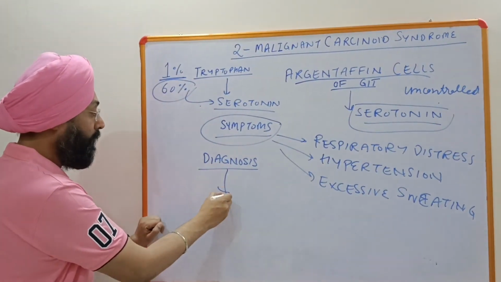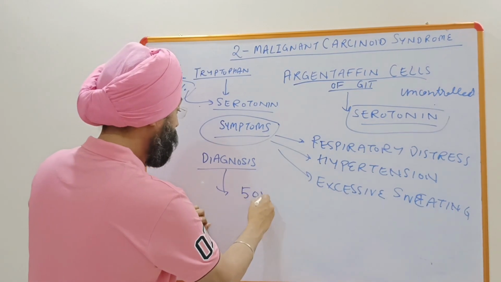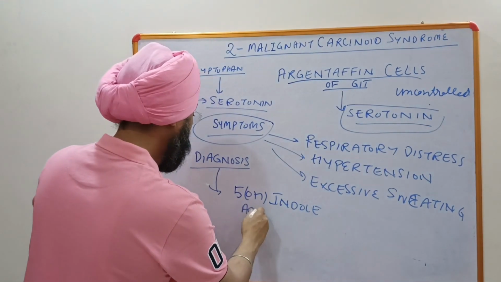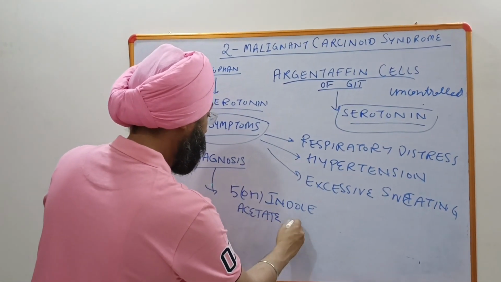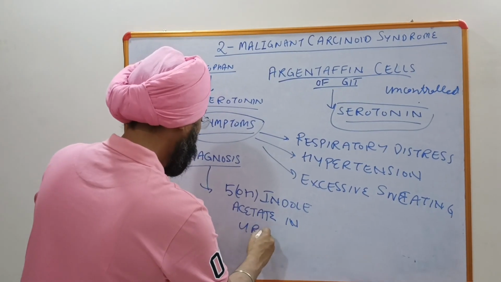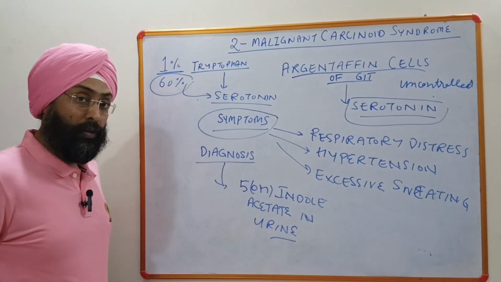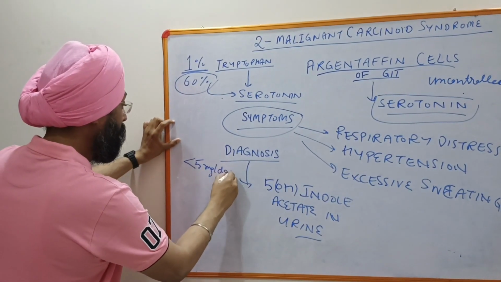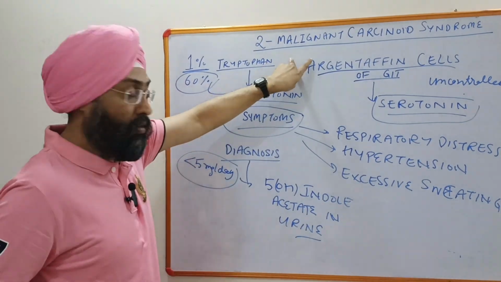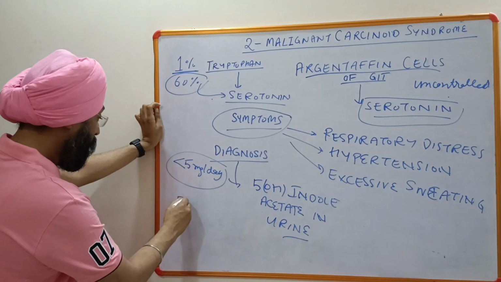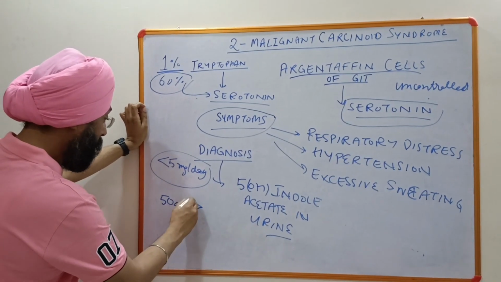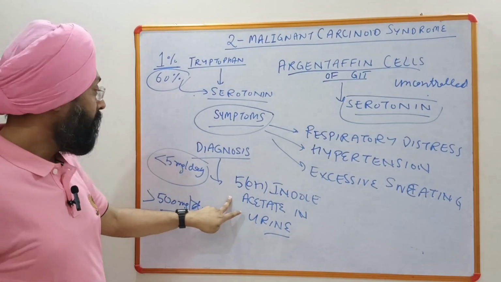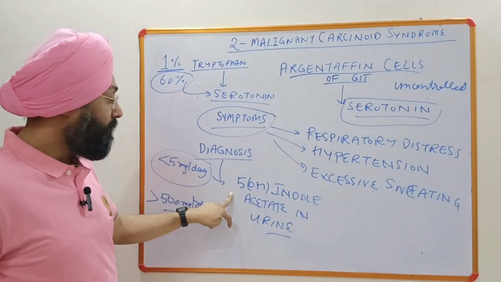And now coming on to diagnosis, we will estimate 5-hydroxyindole acetate in urine, right? Normally the level is less than 5 milligram per day in urine, but in this syndrome, the level may increase up to 500 milligram per day, right? So this will be the chief diagnostic test, that is estimation of 5-hydroxyindole acetate in urine.